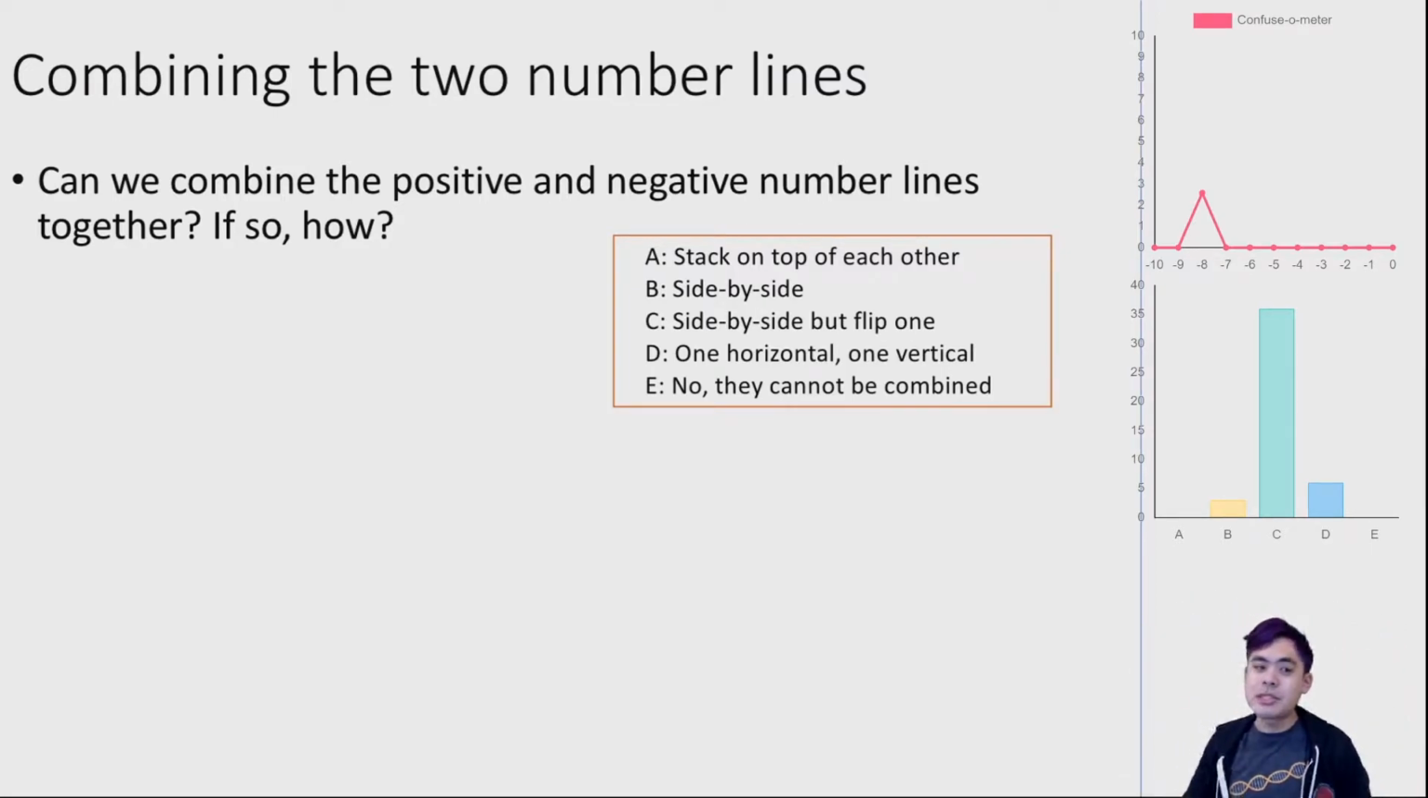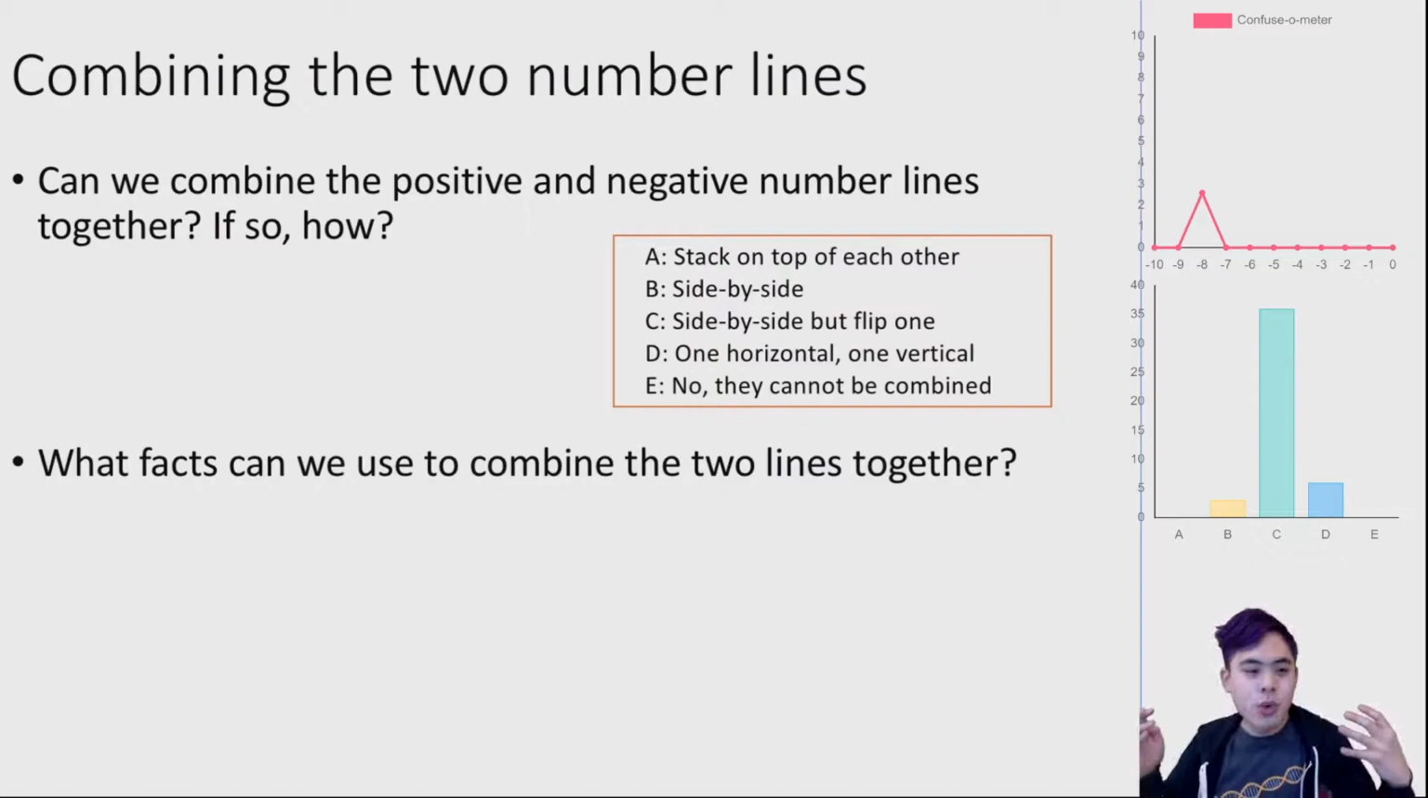And a couple of people are suggesting one horizontal and one vertical. So for reasons that will become clear in a moment, this is actually not what we do for the positive and negative numbers, but that is something you do for complex numbers, which might be where you're thinking of that. So sometimes when we connect together number lines, we will be putting one vertical and one horizontal, but not in this case.